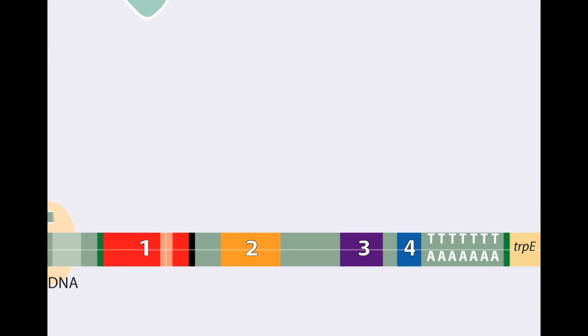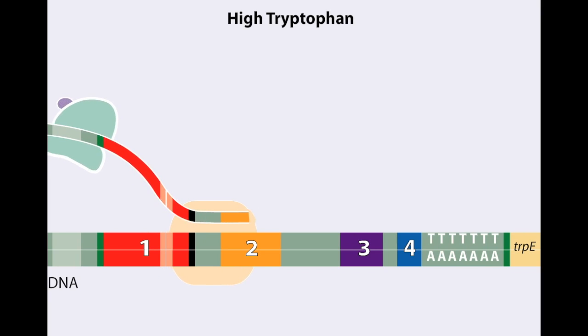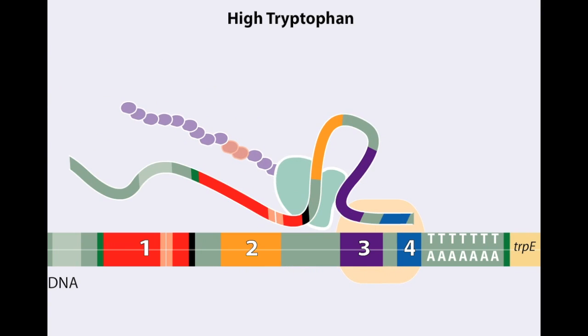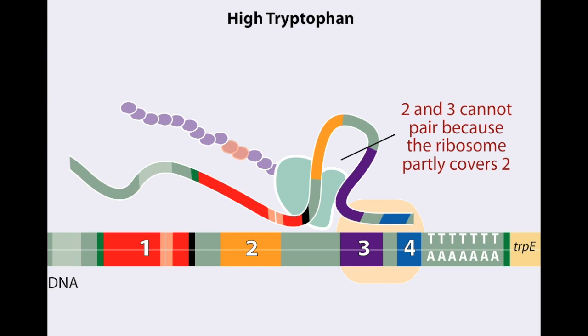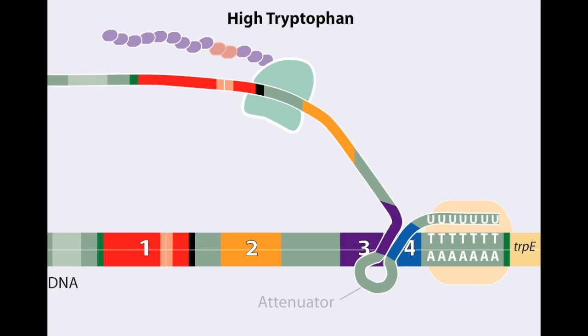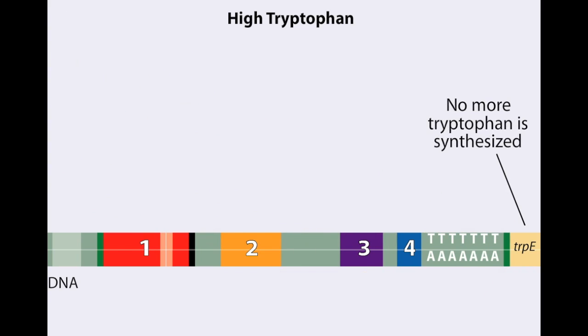RNA polymerase begins transcribing the DNA. Closely following RNA polymerase, a ribosome begins to translate region 1. When tryptophan is abundant, the ribosome doesn't slow down at the tryptophan codons. By the time region 3 is transcribed, the ribosome has already moved past the tryptophan codons to partly cover region 2. Because region 3 is prevented from pairing with region 2, it pairs with region 4 instead to produce the attenuator, which terminates transcription. The structural genes are not transcribed, and therefore no additional tryptophan is synthesized.